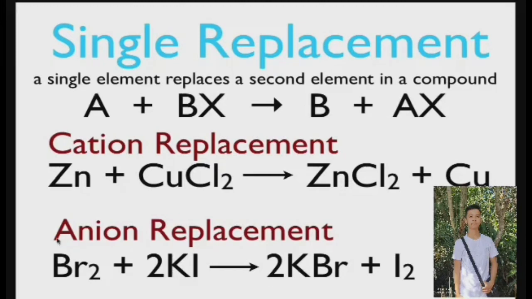For anion single replacement, our anions are negatively charged and are nonmetals. So the bromine here is going to kick out the iodine, and then we have our iodine by itself, and then we have potassium bromide. So once again, we have a single element and a compound on both sides of the chemical equation.